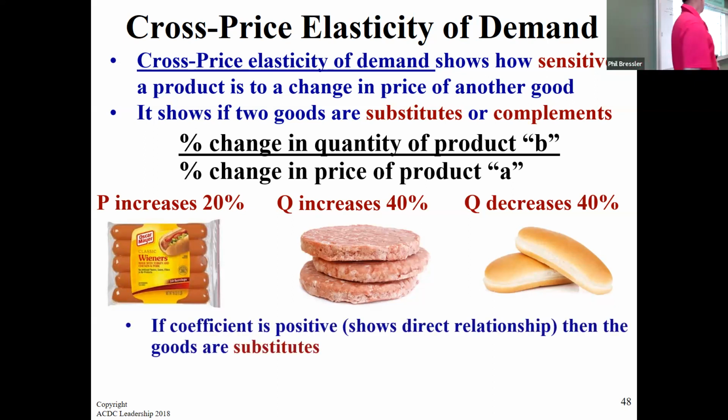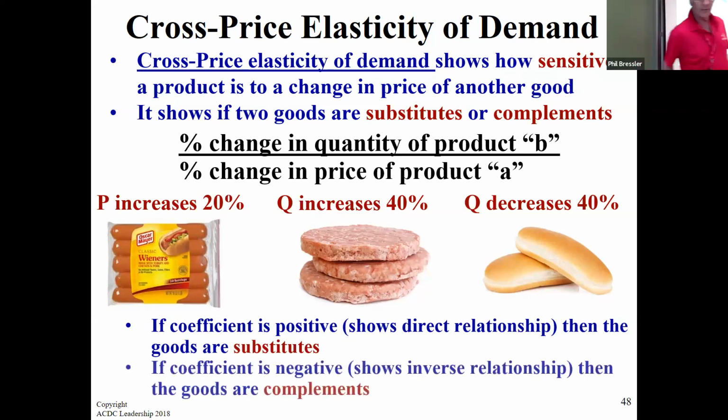And I'll put this down because it'll be easier. If the coefficient is positive, then the goods are substitutes. And if the coefficient is negative, they are complements. You're allowed to use your calculators, but on the quiz or test, and this is not on tomorrow's, you're going to get numbers like 20 over 40 or 40 over 20. So they'll be easy numbers.